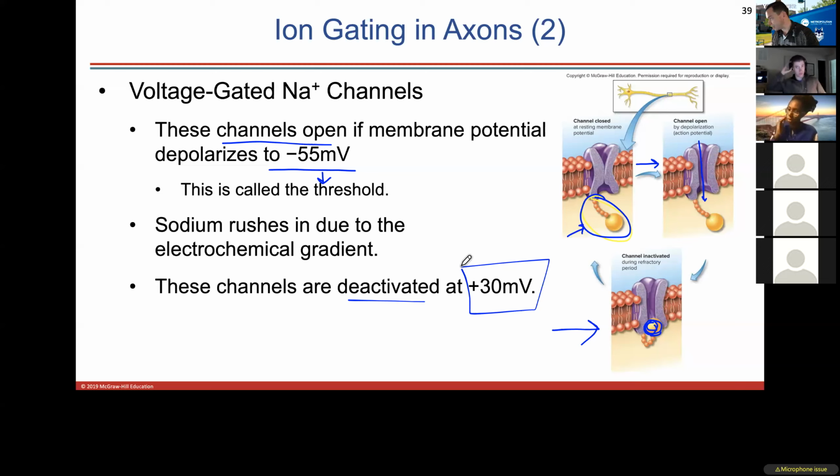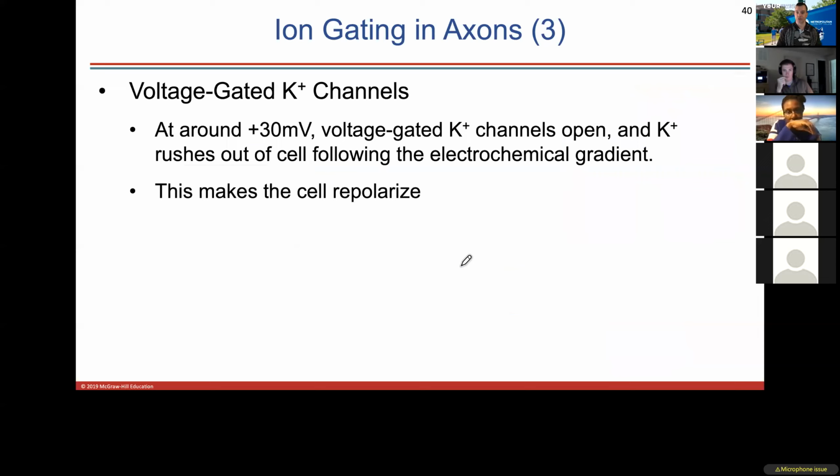When I reach that plus 30 millivolts and I'm deactivated, that means sodium stops rushing across. And when sodium stops rushing across, the potassium voltage gated channel now opens up. When potassium voltage gated channels open up, as you can imagine, potassium rushes out and I repolarize. Everybody with me there on those voltage gated channels?